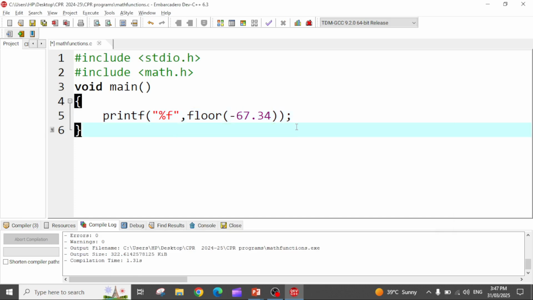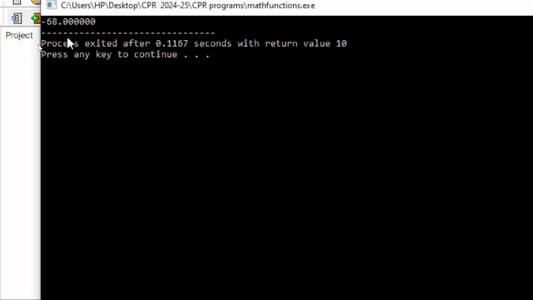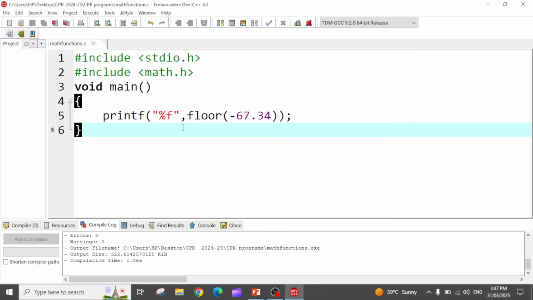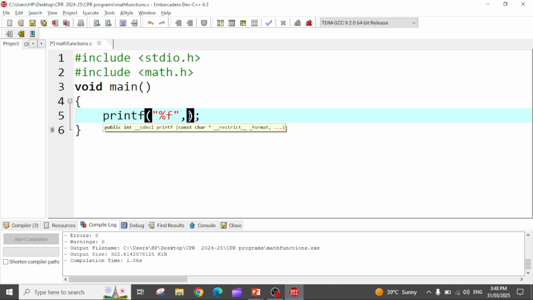Say minus 64.34 is the value, and I have to find the rounded down value. That means the answer should be the integer value which is less than minus 63.34. Which integer value is immediately less than minus 63.34? Obviously, I am going to get minus 64 as the answer, because minus 64 is lower than minus 63.34. So that is all about the floor function. It rounds down. Ceil rounds up, floor rounds down.